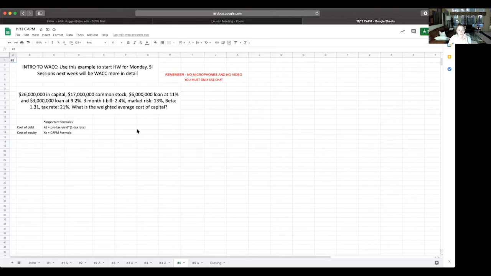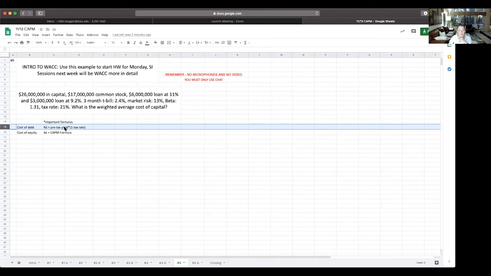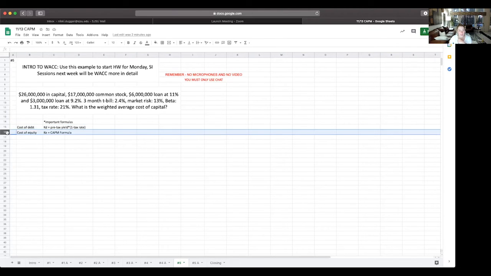So for weighted average, basically what you have is you're going to be using a few equations. The first one we kind of already touched upon is cost of debt. So that's your KD. Your KD is equal to your pre-tax yield, which is your required rate, times 1 minus the given tax rate. And then for cost of equity, we already talked about this. Cost of equity is KE, and that's your CAPM formula.